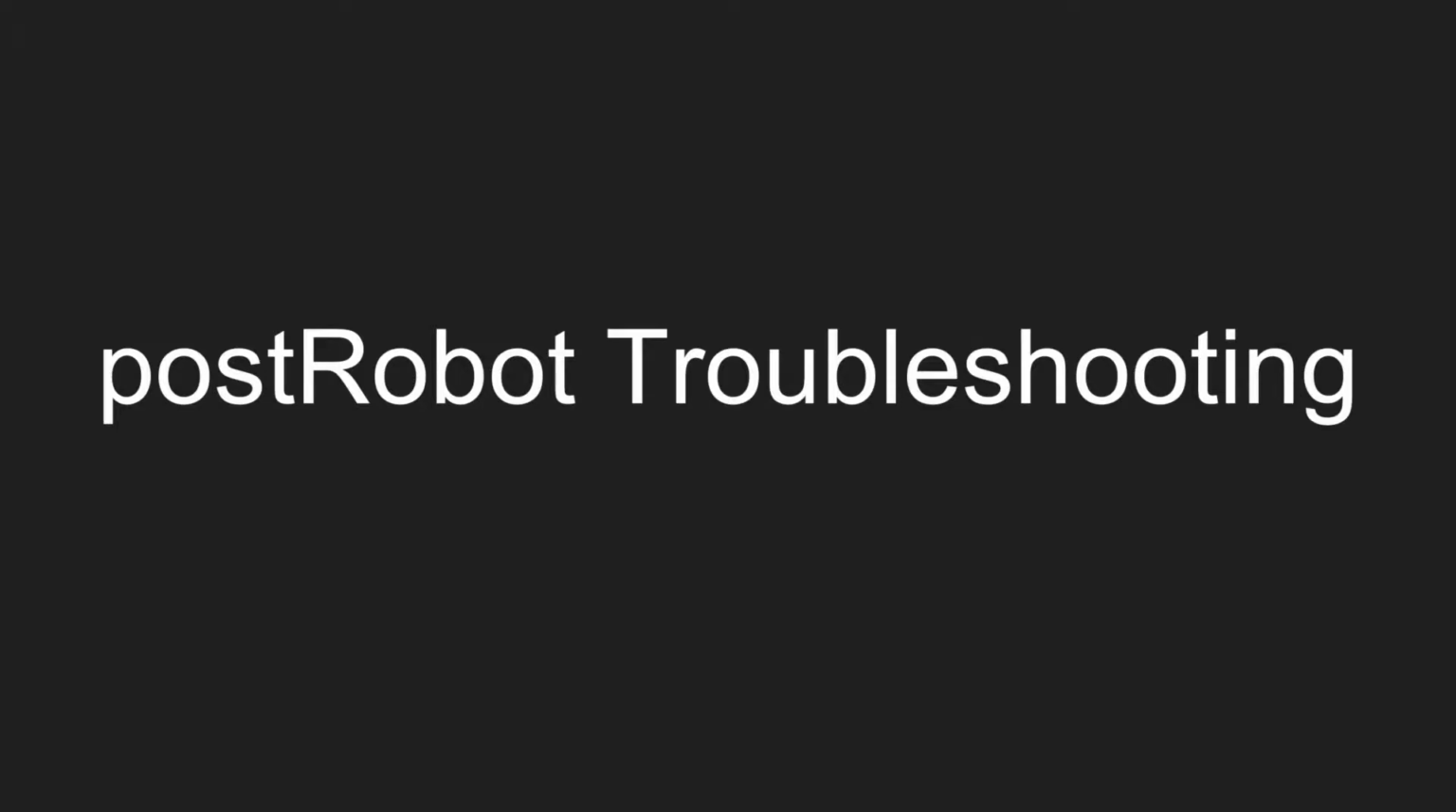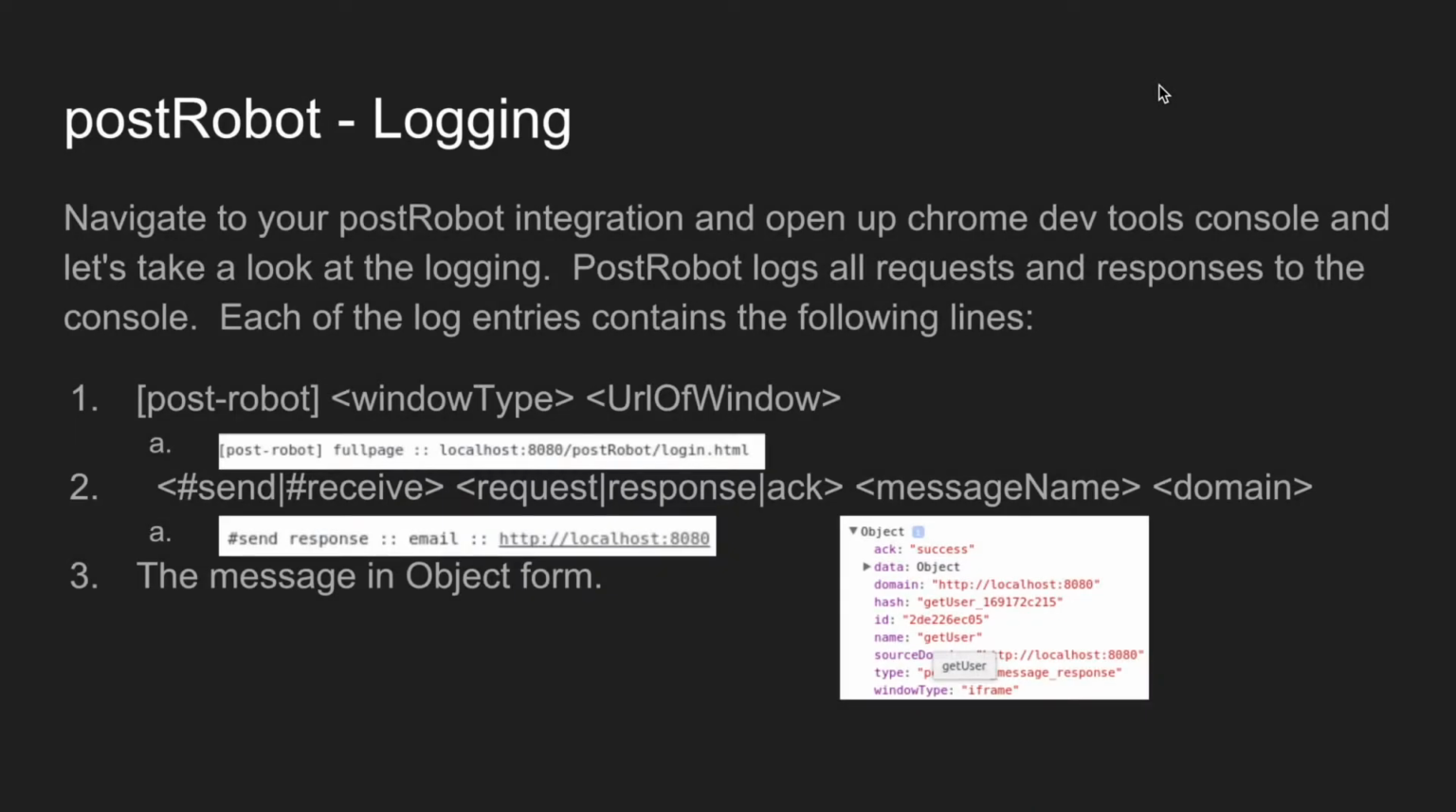All right, now that we've integrated postRobot, we are going to demonstrate how we can troubleshoot the library using Chrome DevTools. So let's navigate to our postRobot integration that we did in the previous exercise, open up Chrome DevTools, go to the Console tab and take a look at the logging. We'll see that postRobot logs all requests and responses to the console.